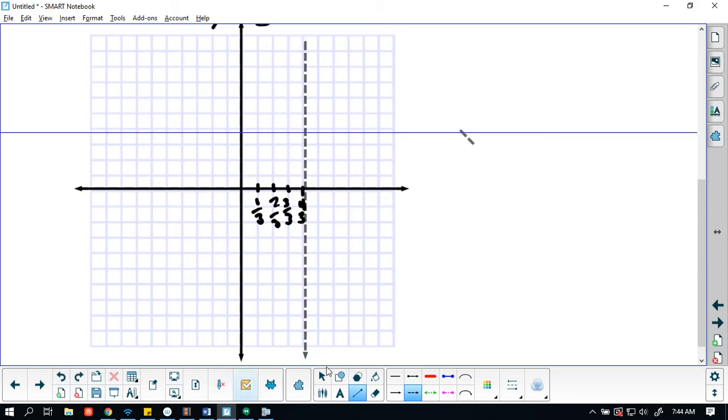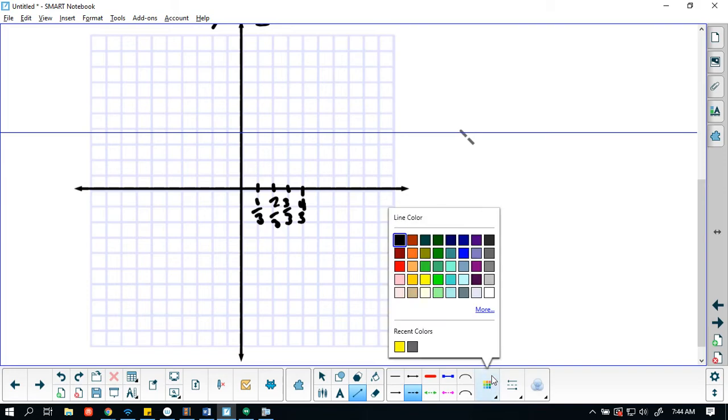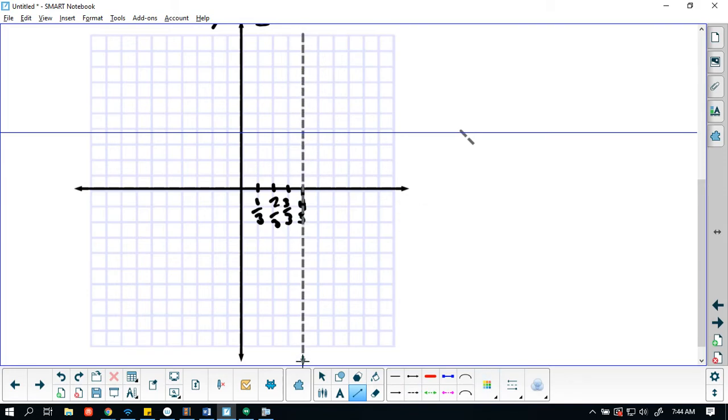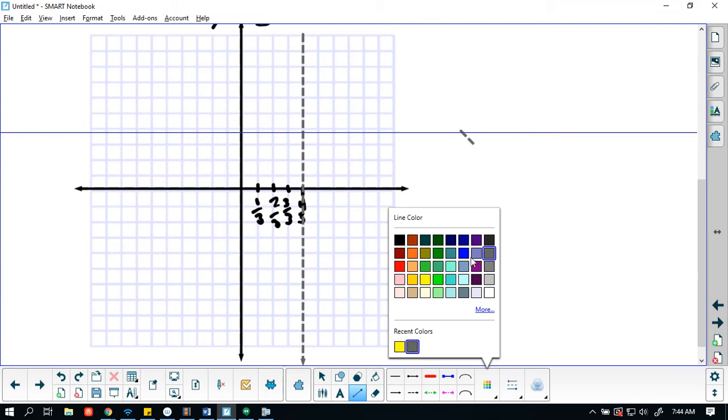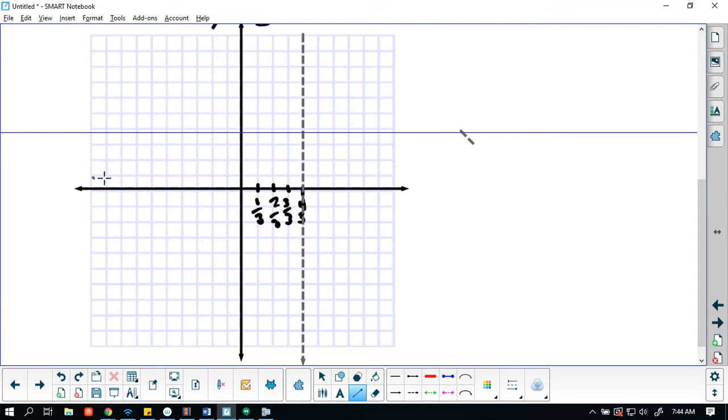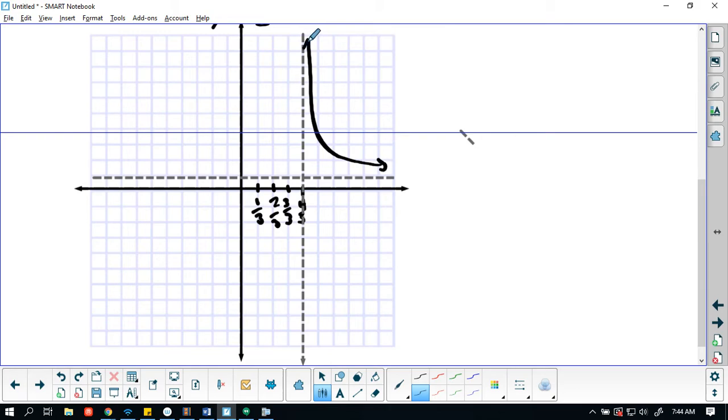All right, so let's put my little dotted line here. I'm going to put it in gray. 4/3 here, and then 2/3 here. So a rough sketch of this graph would look something like this.